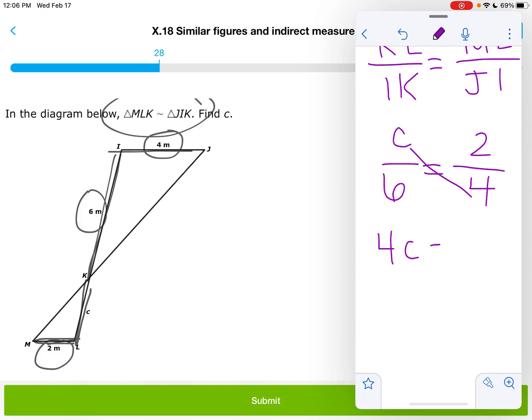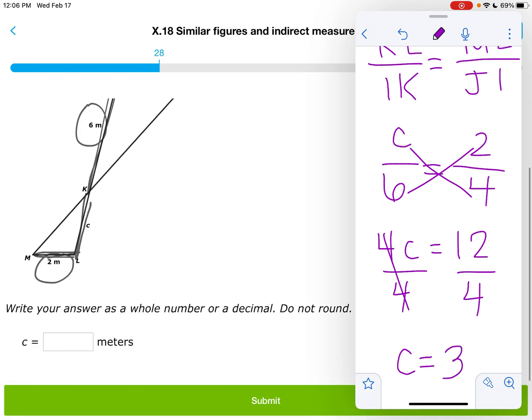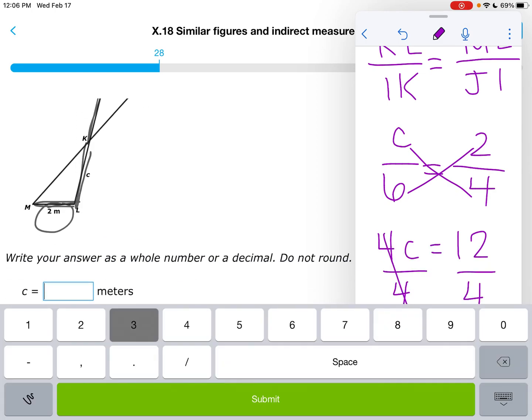C times 4 is 4C, 2 times 6 is 12. And we want to divide both sides by 4. Our 4's cancel out, we're left with just C. 12 divided by 4 is 3. So C is equal to 3.